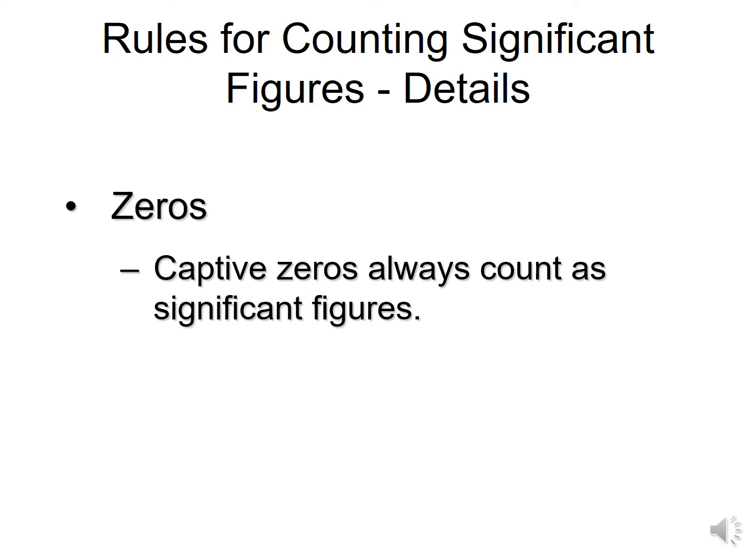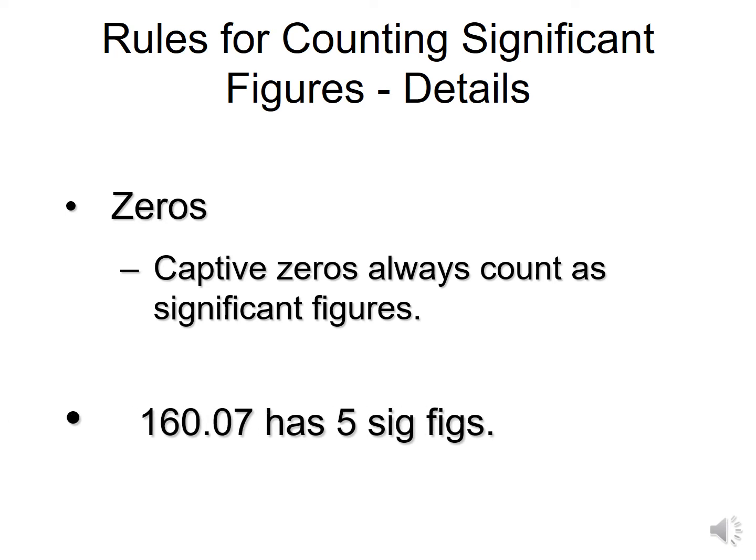Captive zeros always count as significant figures. In the example shown here, the number 160.07 has 5 significant figures, and the 2 zeros shown in the number are captive zeros. Captive zeros simply are sandwiched between non-zero integers. That is, they have at least one non-zero integer on their left and one non-zero integer on their right.